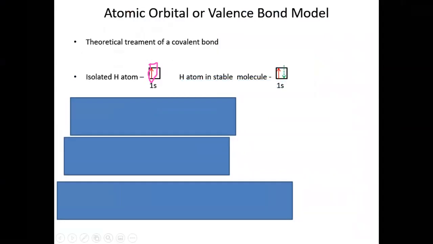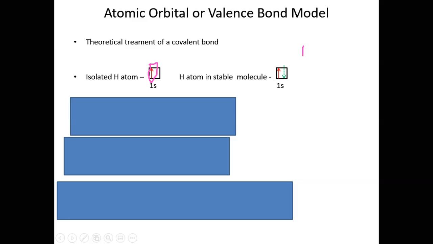And so when H is in a stable molecule, it can accommodate that extra shared electron from another atom. So for example, if we have the H2 molecule, each hydrogen has one electron and they can share the other electron. And this is why hydrogen forms a single bond. It has one lone electron, so it can only accommodate one more electron in its orbital.